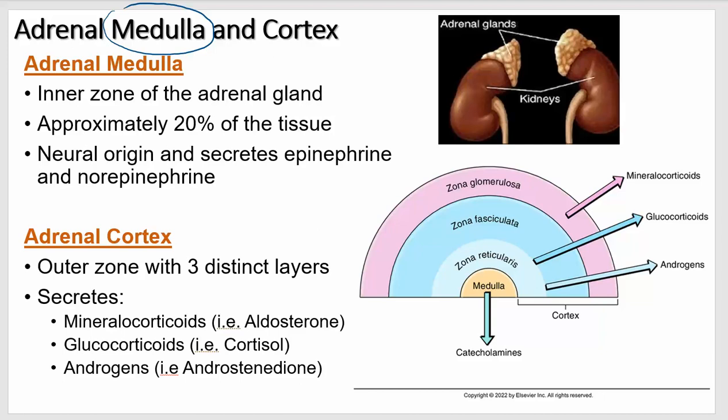All right, so now let's talk about the adrenal medulla, we'll just quickly read through this. Inner zone of the adrenal gland, approximately 20% of tissue, neural origin, and secretes epinephrine and norepinephrine. So now we're going to focus on the adrenal cortex. That's what we're here for today. So that's the outer zone. It has 3 distinct layers.